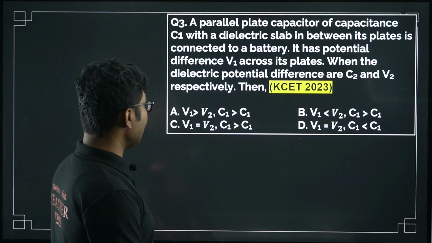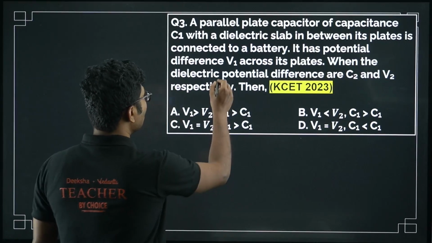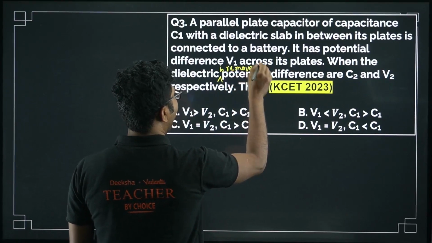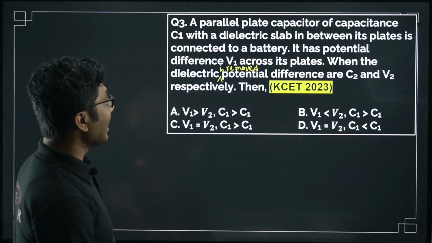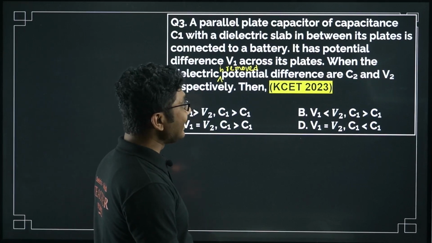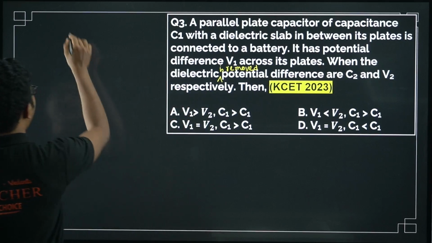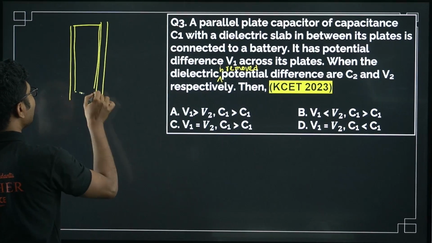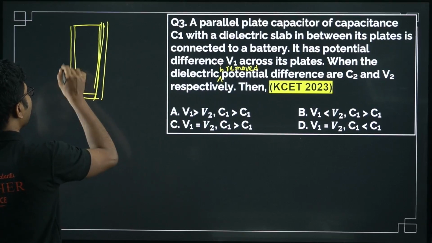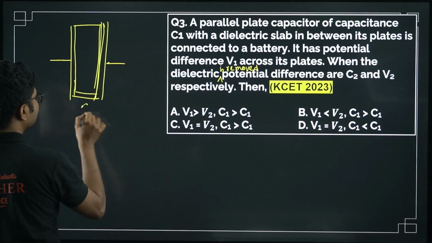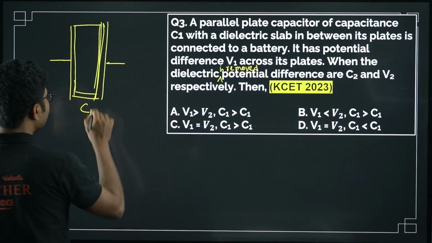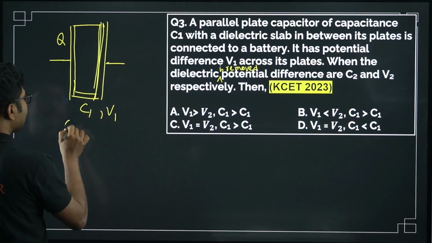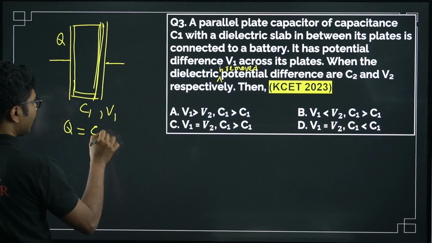When the dielectric is removed, the potential difference and capacitance are C2 and V2 respectively. So first we have a dielectric slab placed inside, completely filling the capacitor. The capacitance was C1 and the potential was V1. At this stage, the charge on the capacitor plates is equal to C1 into V1.